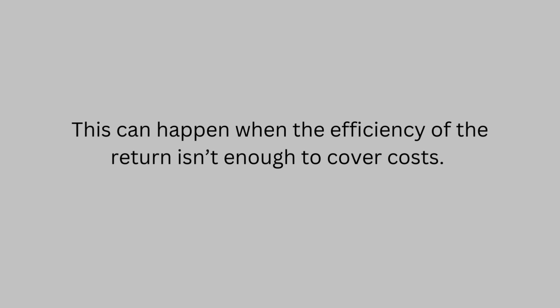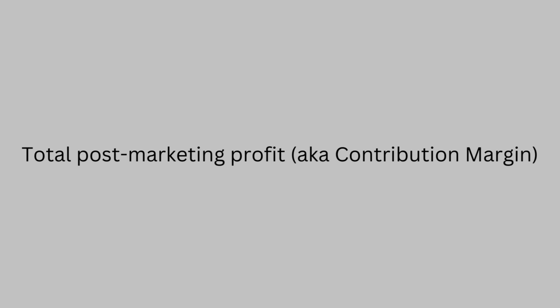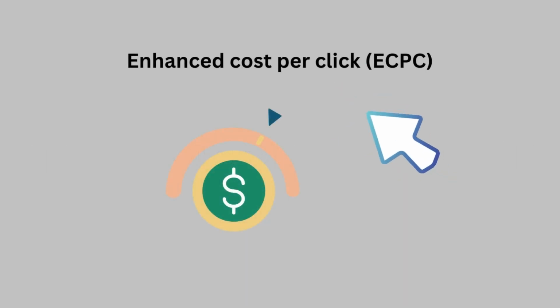So, what is a good metric? Total post-marketing profit contribution margin. One of the big strategies is ECPC, enhanced cost per click. You're on manual bidding here and are using this strategy. Google will dynamically adjust your bid within 30% if its algorithm determines that this change will likely result in a conversion.